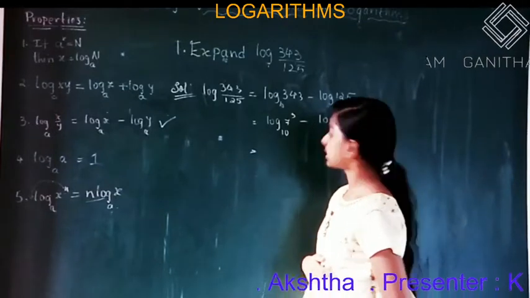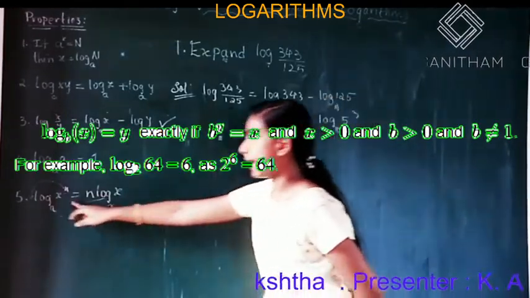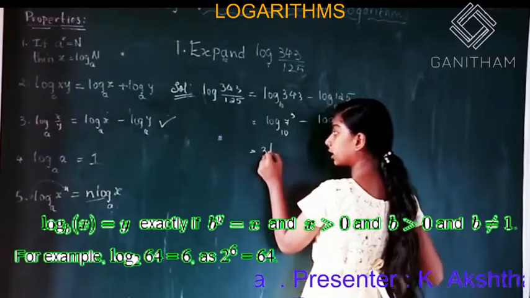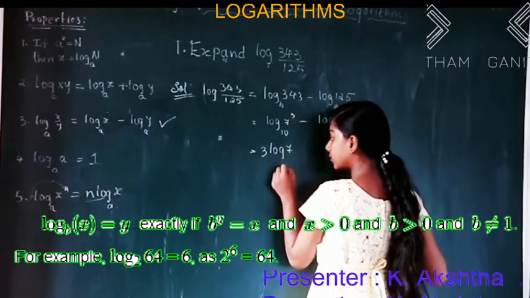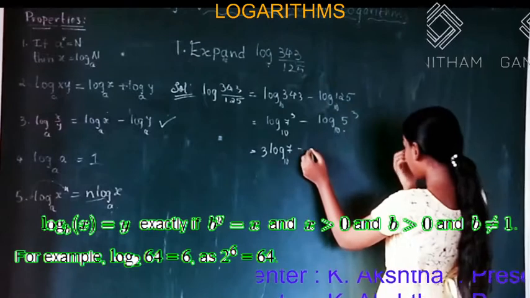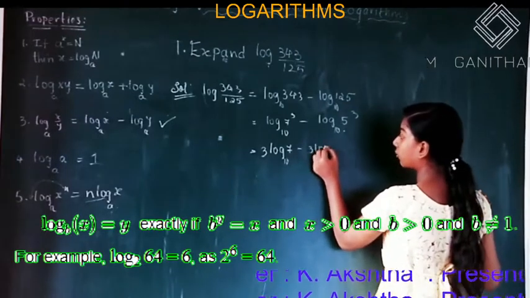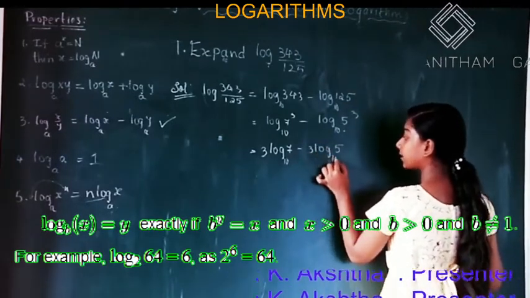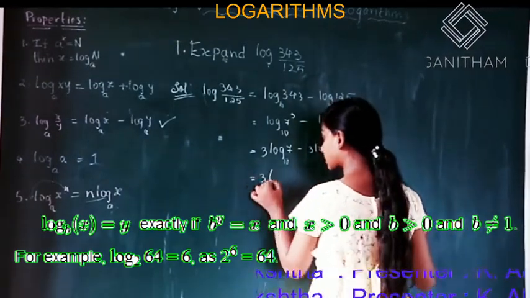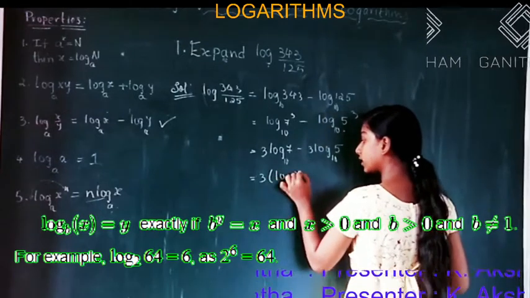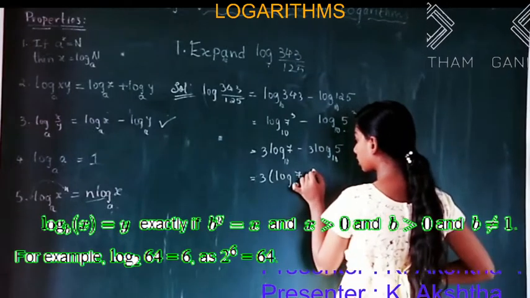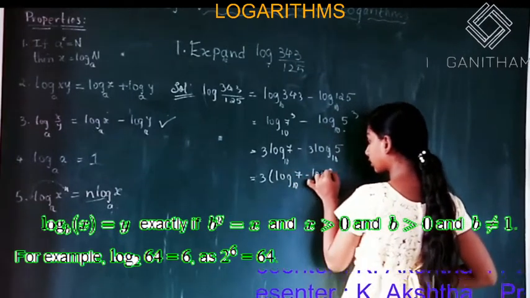Then what happens now? Nothing but this n goes forward like that. This 3 will go forward, that is 3 log 7 to the base 10. As for the second term, here also you apply the fifth formula, we have 3 log 5 to the base 10. Isn't it? Now can we take 3 as common? Yes, we can take 3 as common. So we get 3 times log 7 to the base 10 minus log 5 to the base 10.